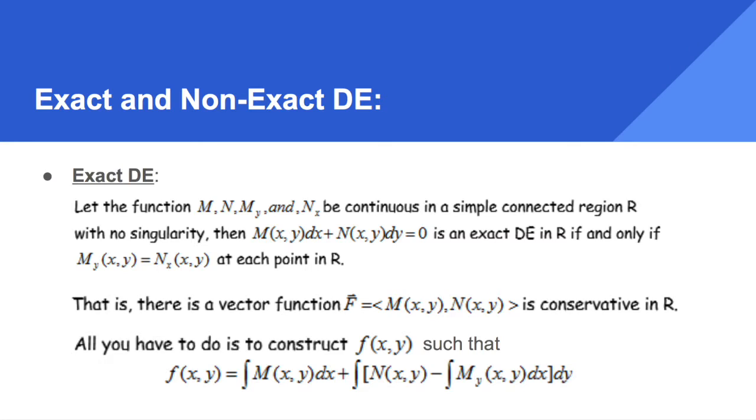Then, M of x, y dx plus N of x, y dy equals 0 is an exact differential equation in region R if and only if M sub y equals N sub x at each point in R. This means that the vector function capital F, equal to M of x, y in the x direction and N of x, y in the y direction, is conservative in region R. Now, to solve this type of DE, all you have to do is construct a function f of x and y, such that f of x, y equals the integral of M with respect to x, plus the integral of N with respect to y, minus the integral of M sub y with respect to y.